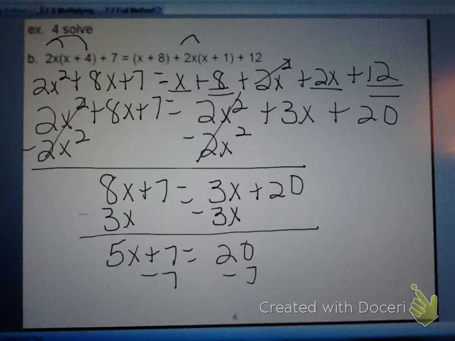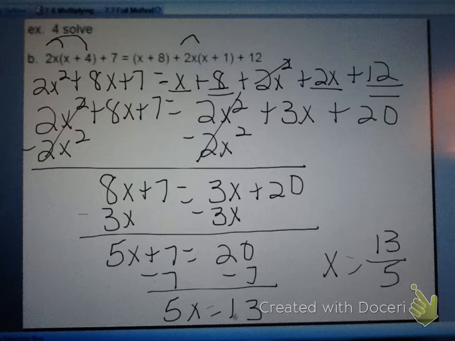Subtract 7. Get 5x is equal to 13. Divide each side by 5, and I get x is equal to 13 over 5. There is no need to put it into a mixed number. If we were graphing, we would need to put it in a mixed number, but we are not graphing. So a fraction, an improper fraction, is just fine.